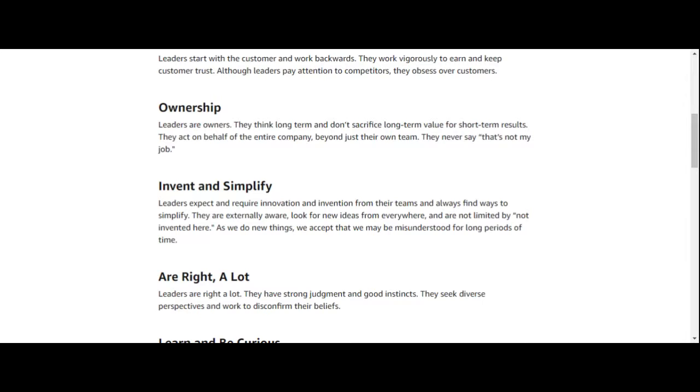Invent and simplify. You see how you can put each of these things on the fourth quadrant? So invent and simplify. Sometimes invent is not the most magical thing, but it's to think about a way for consumers to be able to solve the challenges that they had.